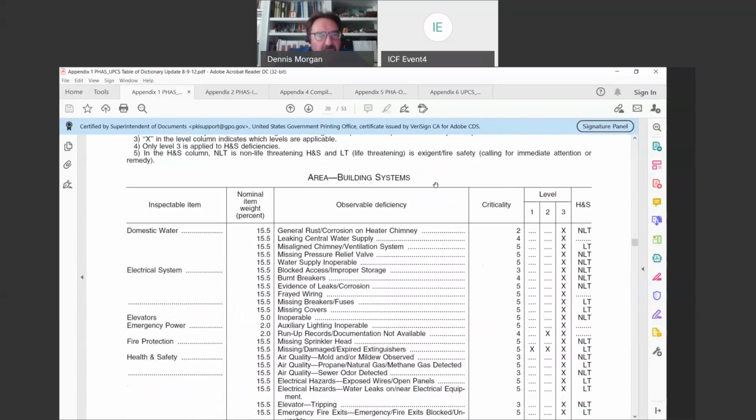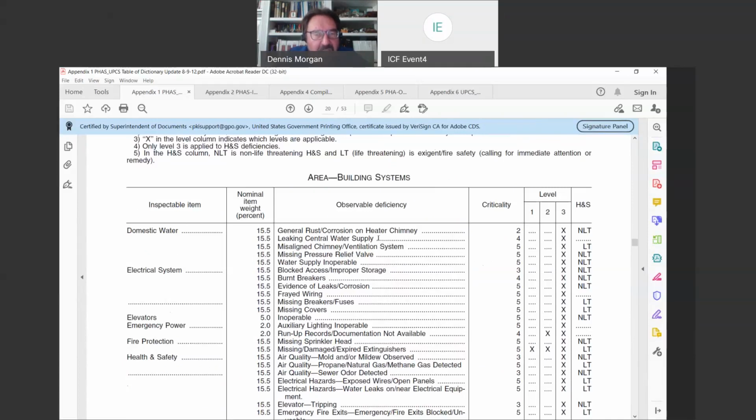Building systems. Looking at that domestic water, you're going to see a very high nominal weight. And next thing you see is a leaking in a central water system, a 4 and a 3. And when we think about domestic water leakage on a main central system, we think about that 12-inch pipe coming into our particular area as well. That's not the way HUD thinks. That's not how the inspector thinks as well.